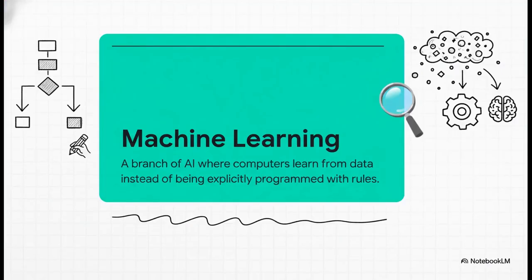Okay, this is the big idea, the total game changer. For years, programming meant giving a computer a super detailed, step-by-step list of instructions for every little thing. Machine learning just flips that whole idea on its head. Instead of us writing the rules, we just give the computer a ton of data and tell it, you figure out the rules for yourself.